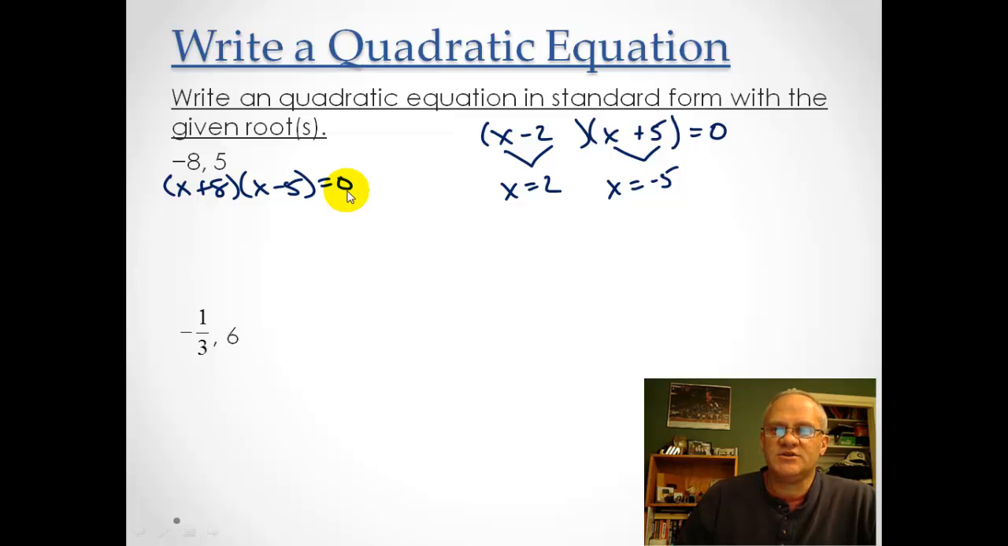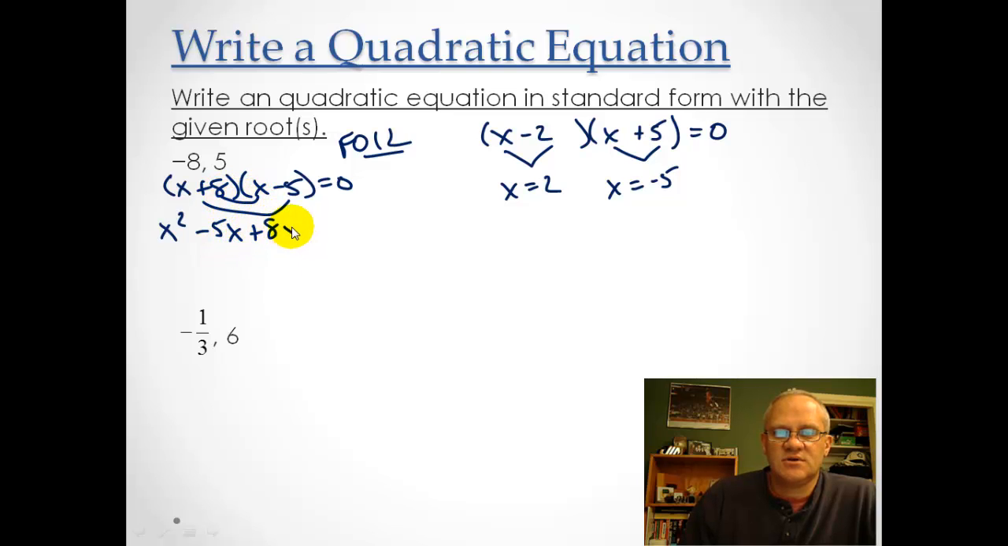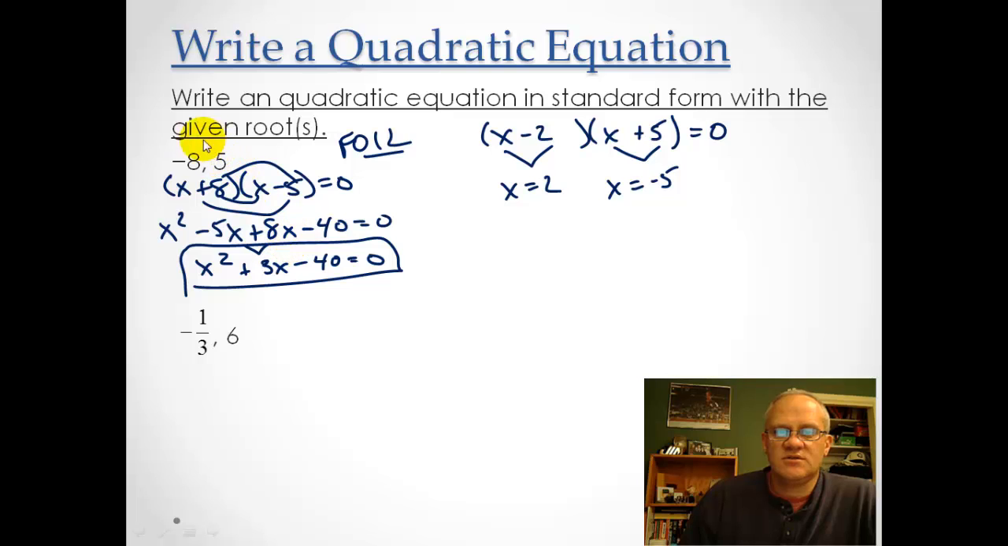And then in order to put this back into standard form, what do we do with two binomials that are being multiplied together? FOIL. So let's multiply them together. X times x, x squared. X times negative 5, negative 5x. 8 times x, 8x. And 8 times negative 5 is negative 40. And combine the like terms here, so we have x squared plus 3x minus 40 equals 0. That's the equation that those roots come from. X squared plus 3x minus 40 equals 0. So we're just kind of doing backwards what we've been doing forwards before.